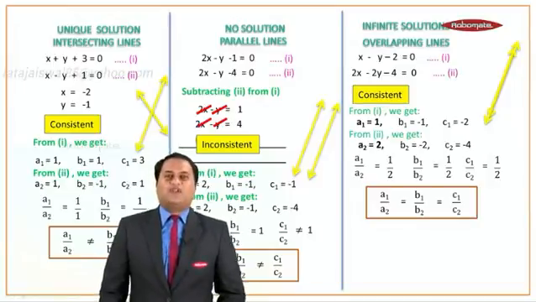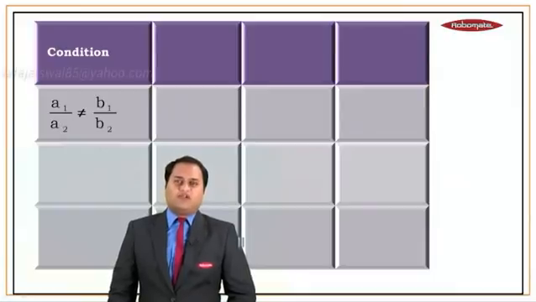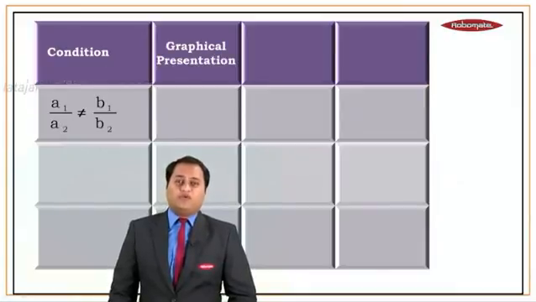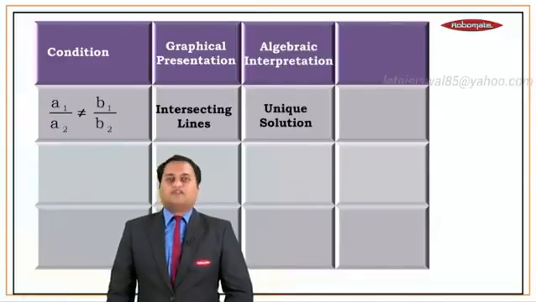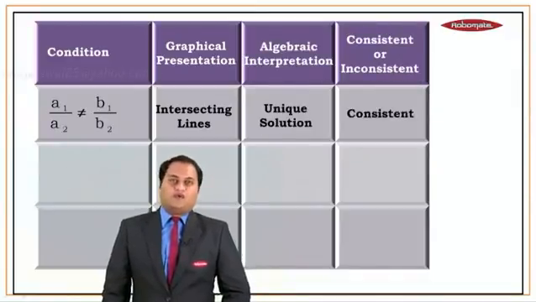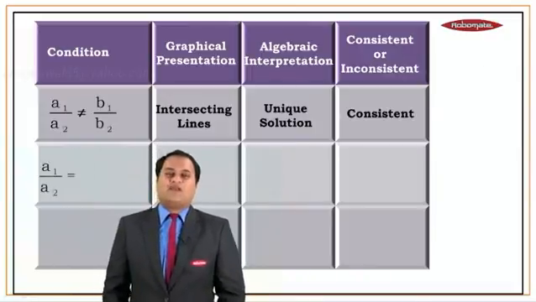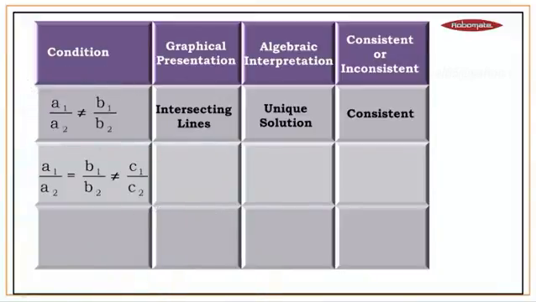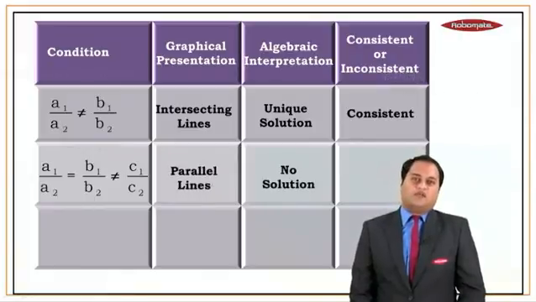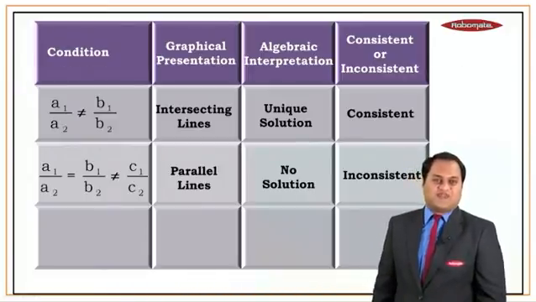Let's see a small table just for your understanding. Whenever A1 upon A2 is not equal to B1 upon B2, the lines are intersecting on the graph paper, the equations have got a unique solution and the equations are consistent. Solution, consistent, simple as that. The second condition that we studied was A1 upon A2 is equal to B1 upon B2, but it's not equal to C1 upon C2. The lines are parallel, the equations have got no solution and they are inconsistent, right?